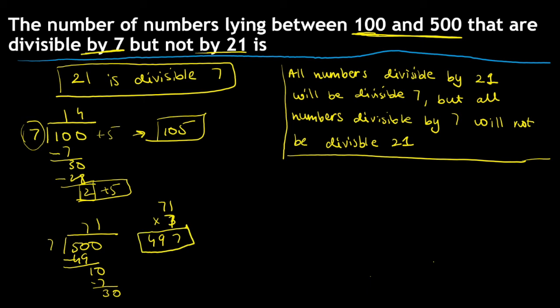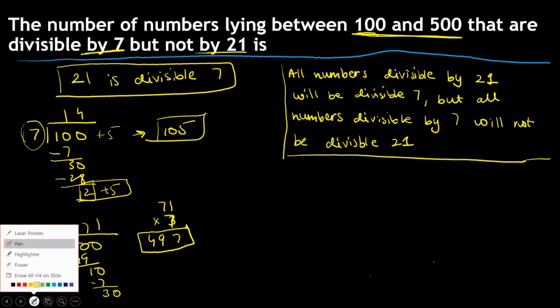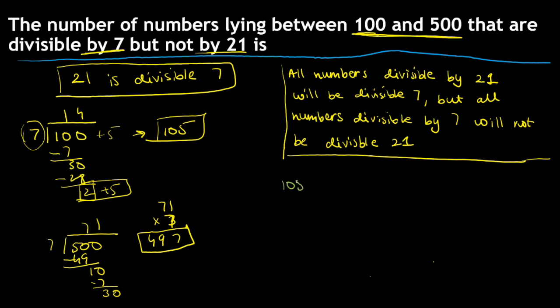So now if we were to write our sequence, our first term is 105, then it's 112, 119, 126, and it goes all the way up to 497, which is the largest possible value that satisfies the condition of being divisible by 7, right? Now what we do is we look at the first number which is divisible by 21. If we look closely, 105 is divisible by 21, right? 105 divided by 21 gives us 5.